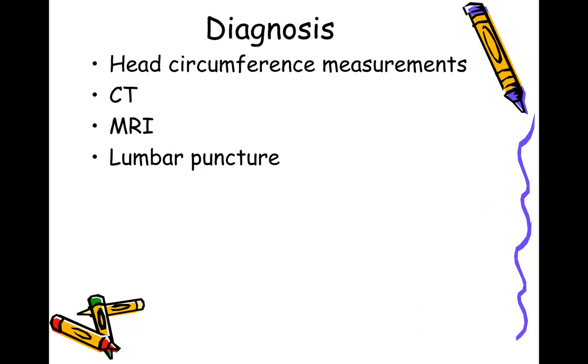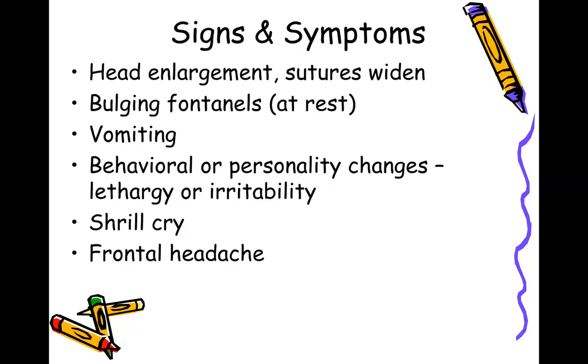How do we diagnose this? Well, we're going to do head circumference measurements, especially those newborns, right? And then CT, MRI to get a visual of what's going on within the brain. And then lumbar puncture, which is where they will take a sample of the cerebral spinal fluid from the lumbar spine, which is that lower spine.